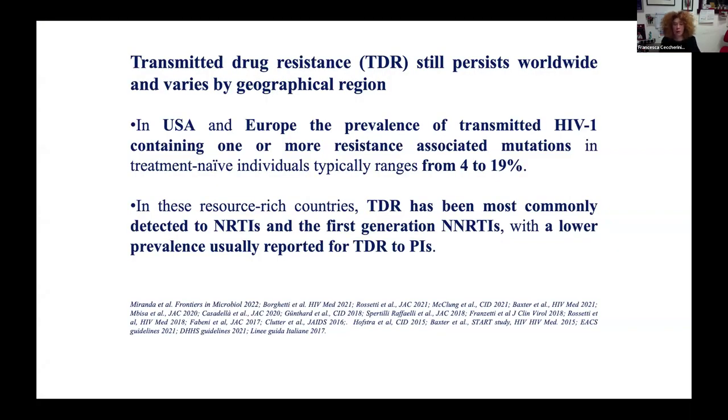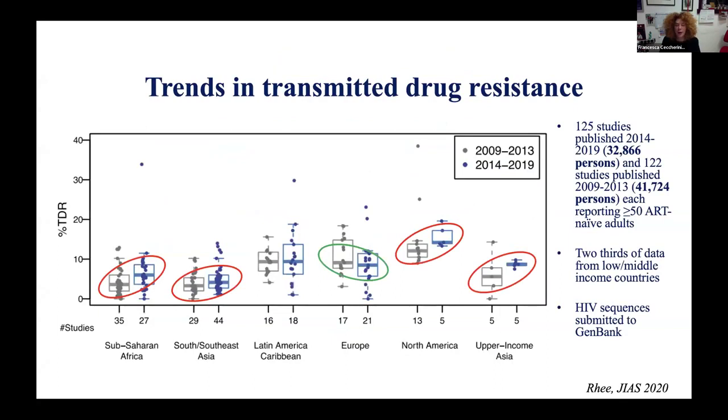So the issue of transmitted drug resistance still persists, and we know from different regions in the US or in Europe, we have ranges from 4 to 19%. And normally, the most common resistance is to nucleoside reverse transcriptase inhibitors, particularly first generation nucleoside reverse transcriptase inhibitors, and after also to PI.